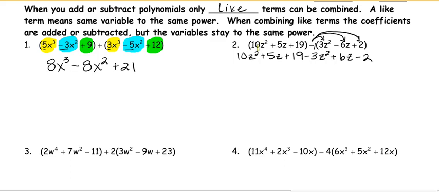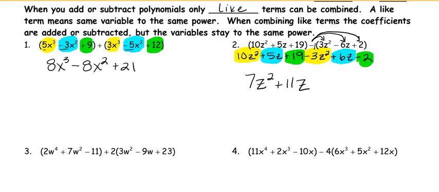So again, let's start with the highest exponent. In this case it's z squared. So let's go through and look for any other z squareds, remembering to take the sign in front. So we have 10z squared minus 3z squared, which gives us 7z squared. Okay, then we're going to go down to z to the first power, which is just kind of z hanging out there. So we have 5z plus 6z, which is 11z. And then again, our constant numbers, 19 minus 2, which gives us 17.